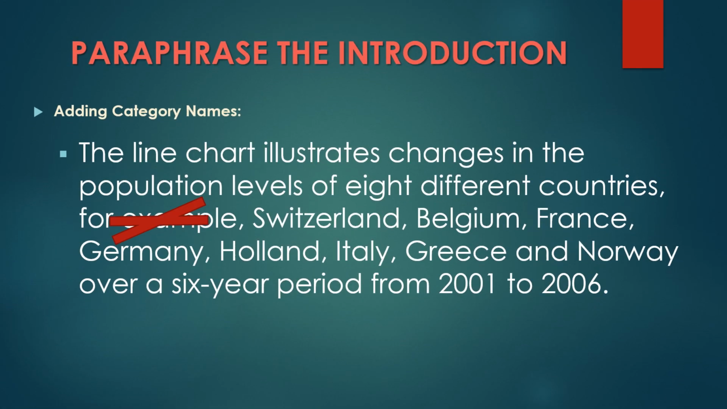The third technique is adding category names. We can use the adverb namely and then list out all the categories mentioned. Including can also be used in the same way as namely. A common mistake of adding category names is using for instance, for example, or such as. Try to avoid using these terms when adding category names.